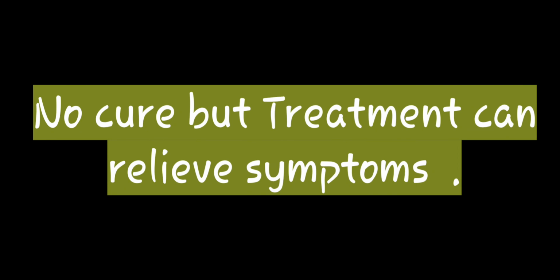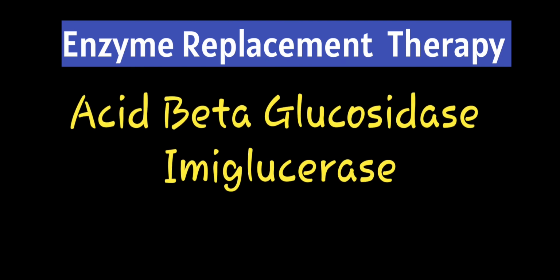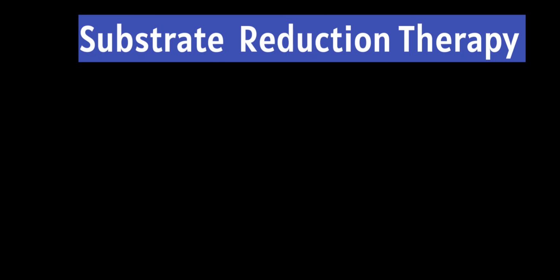Yes. There are three methods in which we can treat Gaucher's disease. There is no cure for Gaucher's disease, but treatment can at least relieve the symptoms. Firstly, enzyme replacement therapy. In enzyme replacement therapy, we use acid beta glucosidase or imiglucerase. Second, substrate reduction therapy.